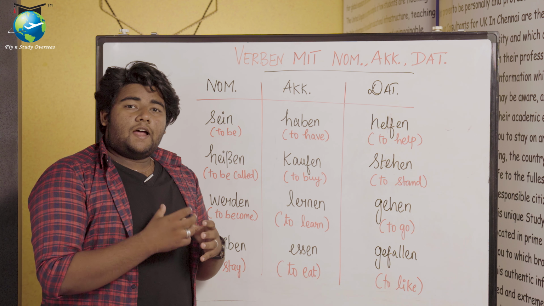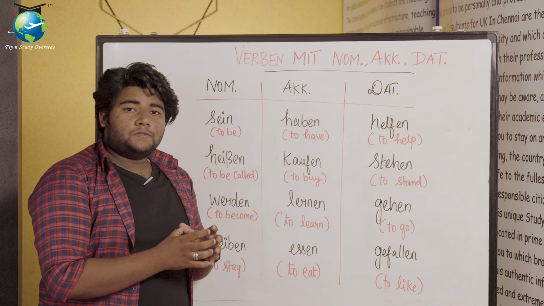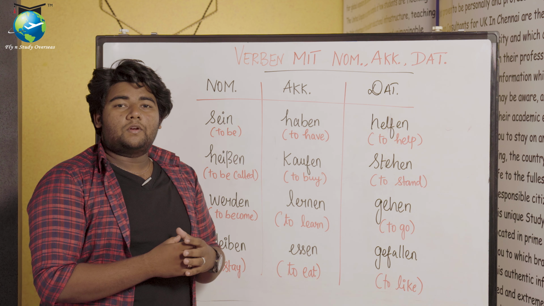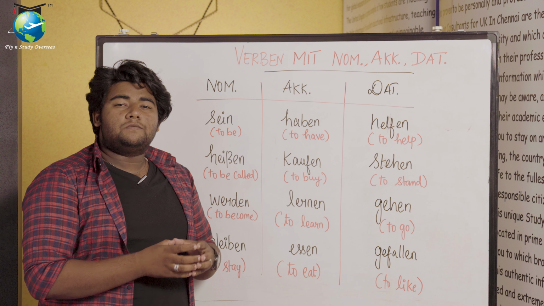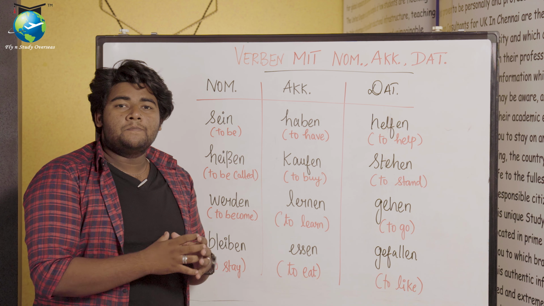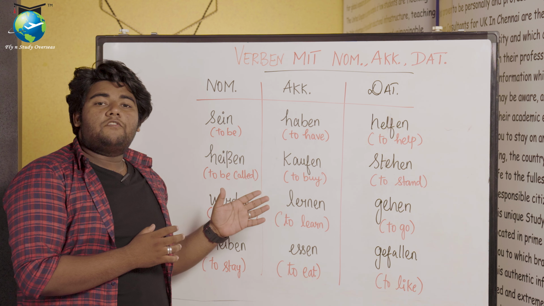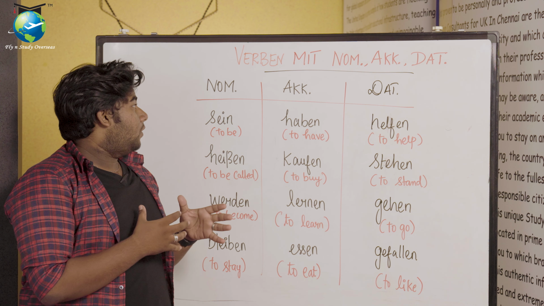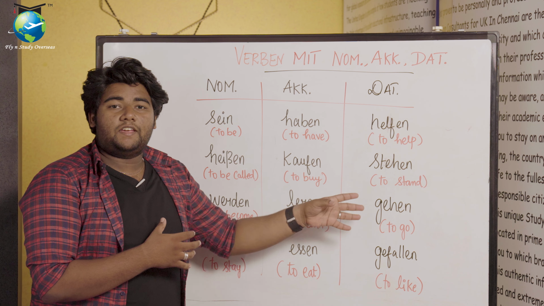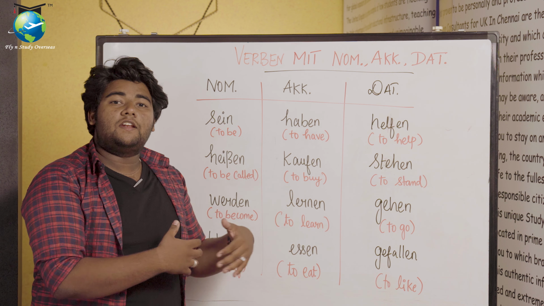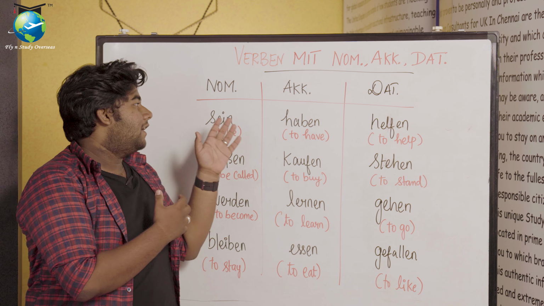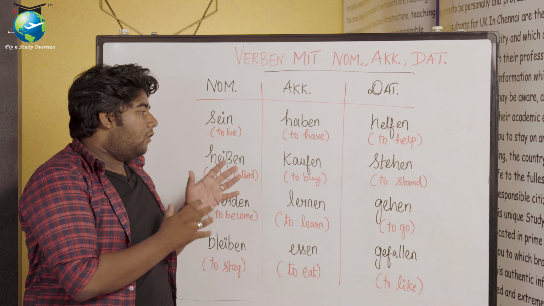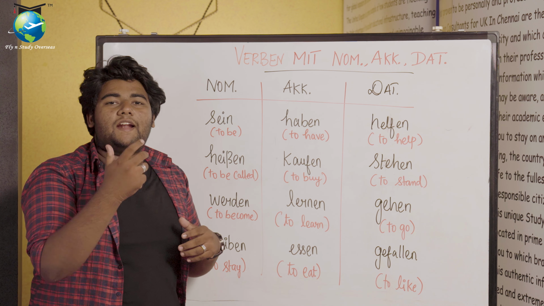Very simple. There are a certain number of verbs for nominative, accusative and dative already. The thing that we have to do is we just have to memorize those verbs. I have given four examples for each case here, but there are not only four verbs for each case. There are a lot more verbs present for nominative, accusative and dative. So I just took four simple verbs that you can understand.